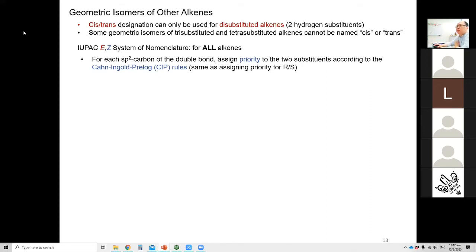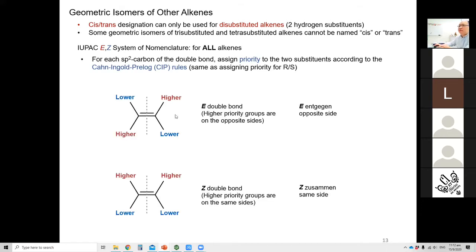For each sp2 carbon of the double bond, assign priority. We use the same principle, the Cahn-Ingold-Prelog rules, the CIP rules, the same as assigning priority for R and S. Keep that in mind for each sp2 carbon. So we separate these two carbons. On the left carbon, we assign whether this group is lower or this group is lower. Then on the other carbon, we assign between these two, higher or lower.